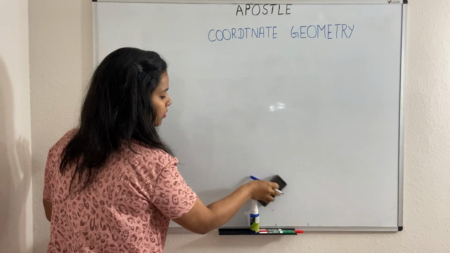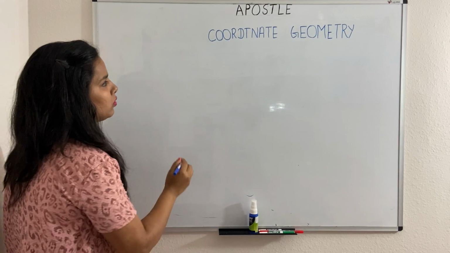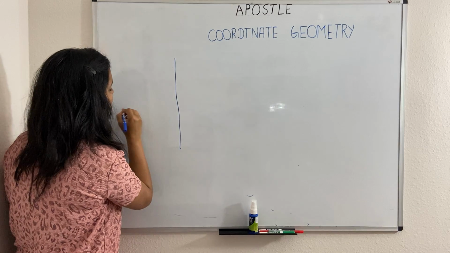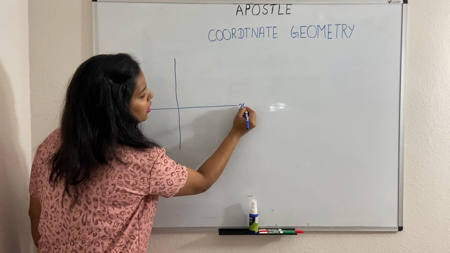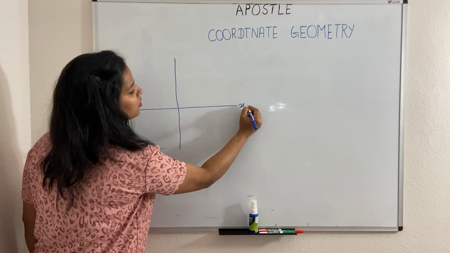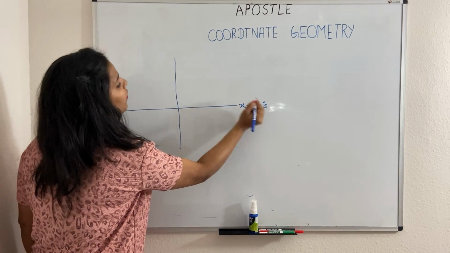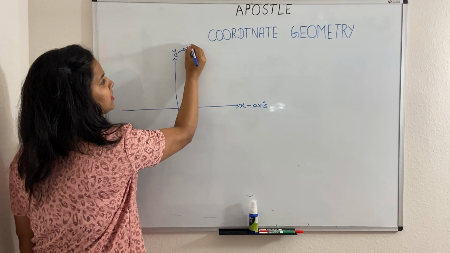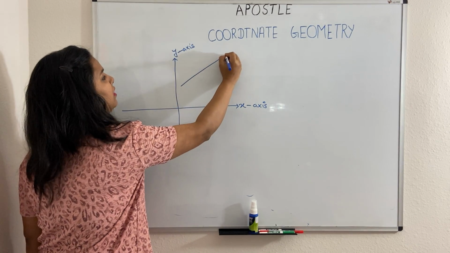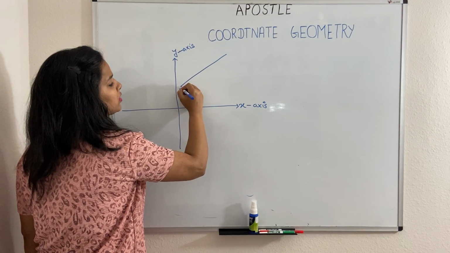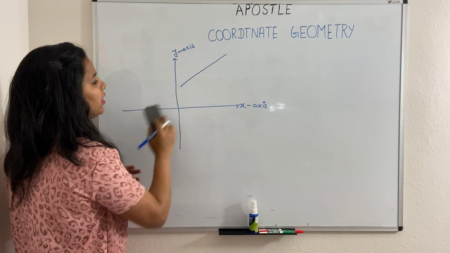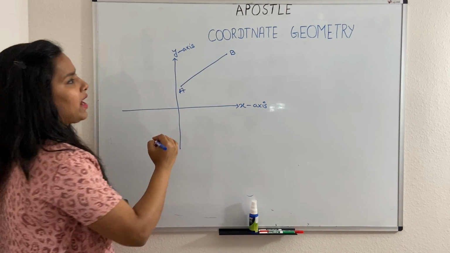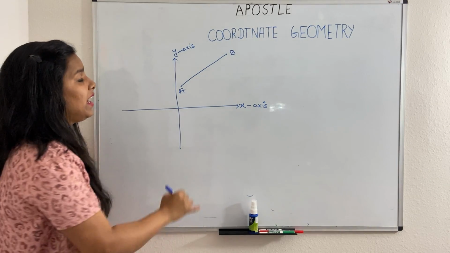We are going to derive the formula to find the distance between 2 points. Again I am drawing one Cartesian plane: the horizontal line is called the x-axis, and the vertical line is called the y-axis. Now I am drawing one line. Here this point is called A, and this point is called B, and we have to find the distance between these 2 points A and B.